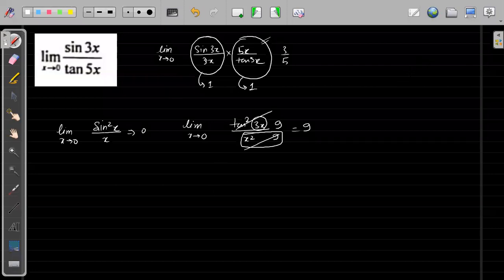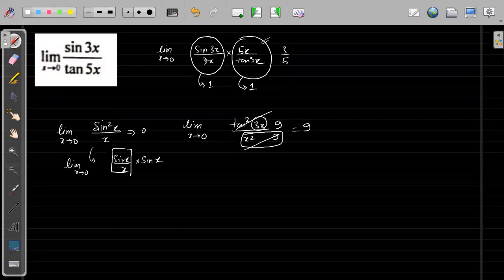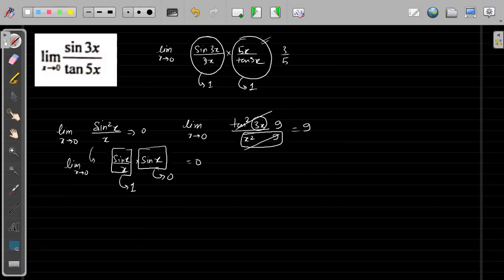Okay. This one, see, this one is what? This one is sine x upon x into sine x, right? But as x tends to 0, this part will become 1. But as x tends to 0, this other part is tending to 0, right? So this is this into this, which is equal to almost 0.